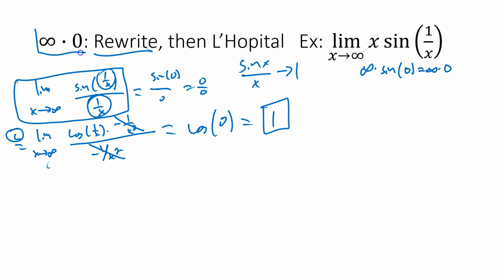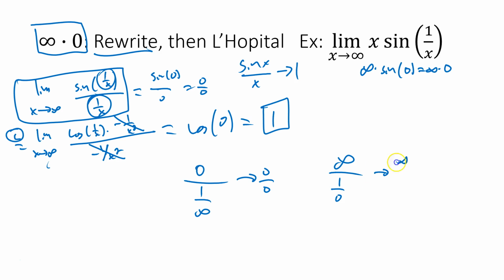So any time you have infinity times 0, you're usually just going to rewrite it using fractions. Generally you have two options. It'll either be 0 over 1 over infinity. That's what we did here. Sine of 1 over x, as x approaches infinity, is 0, and then we had 1 over infinity on the bottom, so that's 0 over 0. Or you can do the infinity on the top, and on the bottom you can do 1 over the 0, which would be infinity over infinity. Either way, one might be easier than the other.